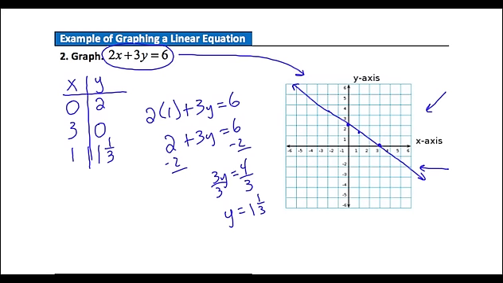And this line is going to continue on forever. There's going to be an infinite number of solutions to this equation over here. And that's always going to happen when we have 2 variables in our equation. So when we get done making our graph, we want to make sure to connect the points and then put arrows on the end to say that this line is going to go on forever.